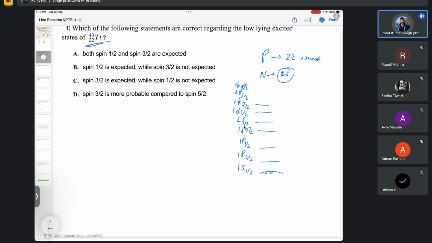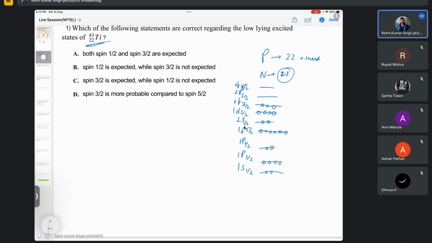So let's start filling this up. 2 goes here, 4 goes here, 2 here, 6 goes here, then 2 goes here, 4 goes here. We have 3 more, right? This is the magic number, 20 here ends. 3 goes here. Okay, so this is the ground state.